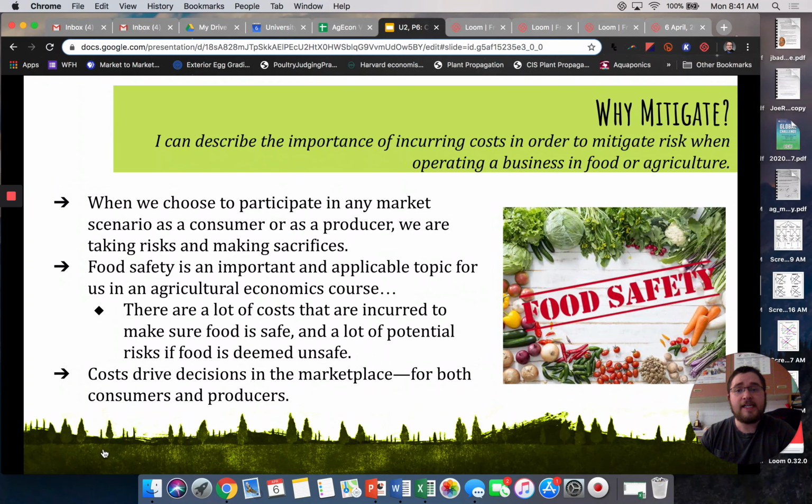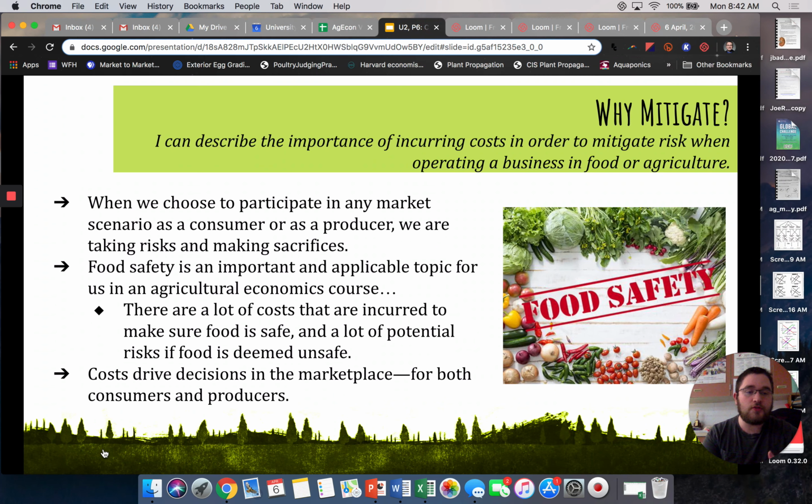But food safety is an important applicable topic for us in an agricultural econ course. Okay, there's a lot of costs that are incurred to make sure our food is safe, a lot of potential risks if food is deemed to be unsafe. We are taking a lot of risks when we are making food for guests at our home, or when we choose to go to Applebee's or go to Burger King or go to Dairy Queen, Raising Cane's, Taco Bell, wherever.